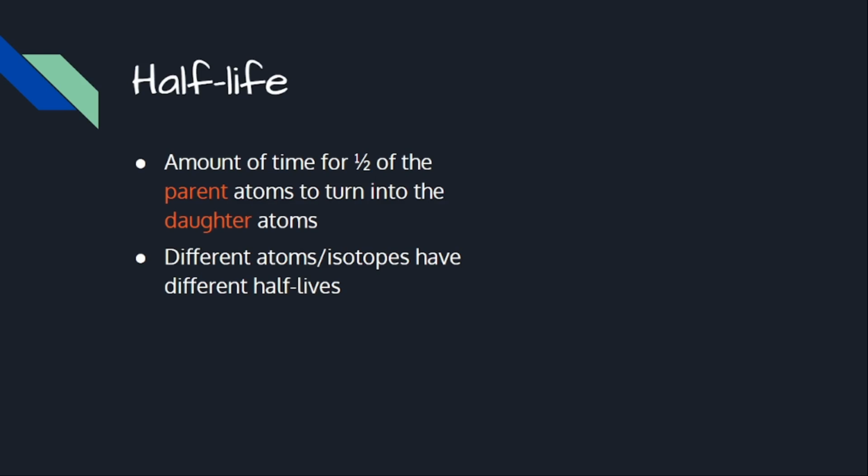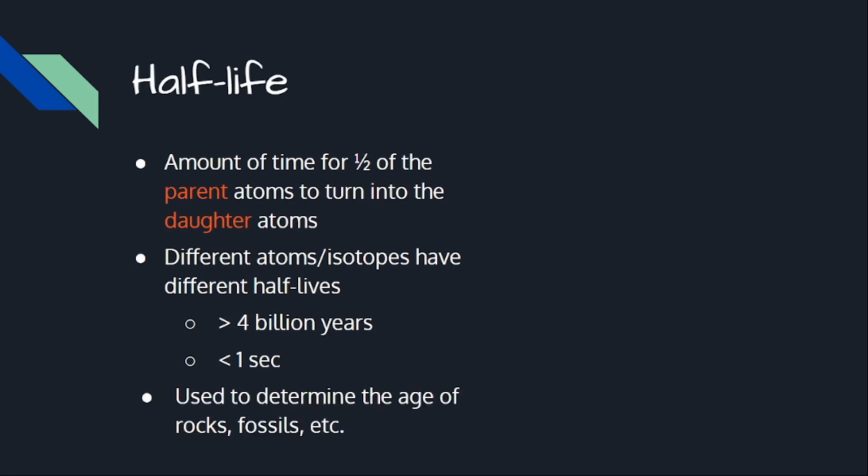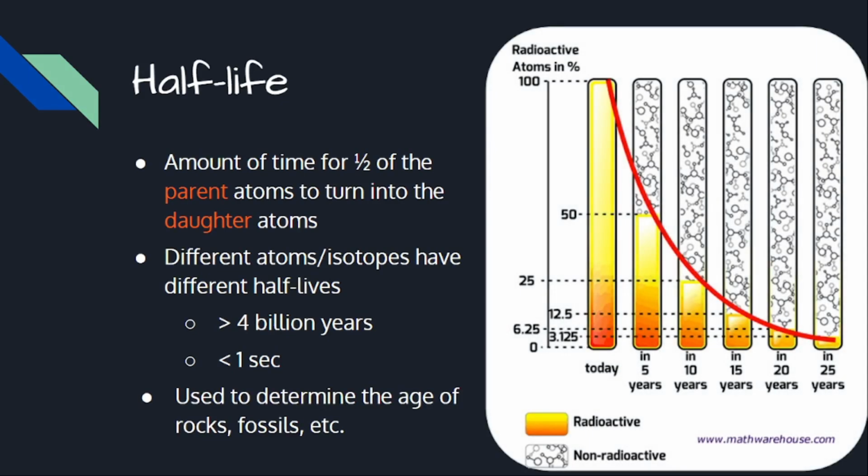It is different for each atom, for each isotope. They have different half-lives. Some are more than 4 billion years for a half-life. It takes a very, very long time for some of those parent atoms to turn into their daughter atoms. Some half-lives are very short, less than a second. It does not take them long to change. We can use half-lives to determine the age of rocks and fossils and things like that.